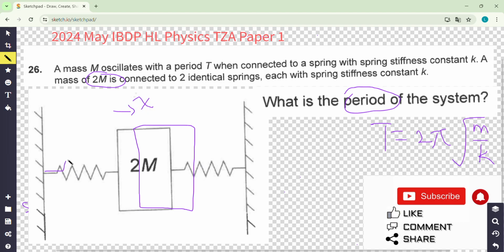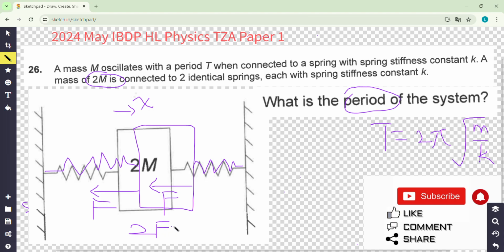The first one is extended, so it will have a spring force F to the left, right? And this one is compressed, so it will also have a spring force to the left. So the two forces reinforce. Each spring has a force F, but they double, so it becomes 2F.